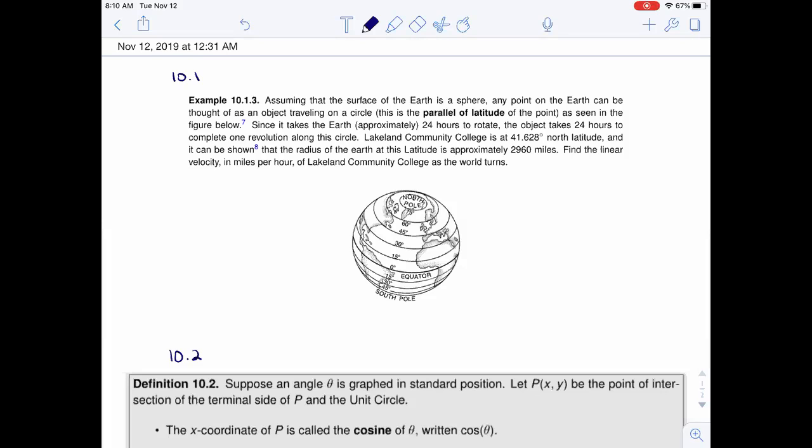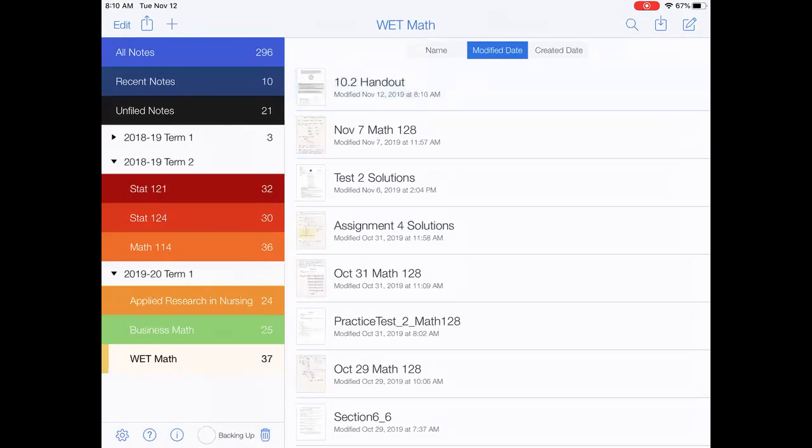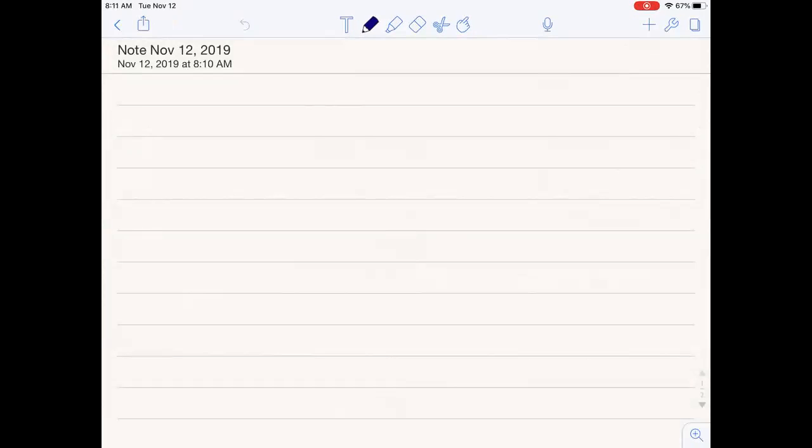So on the other handout that I gave you, it's got the example from 10.1 that we were working on. And then it's also got some theorems and stuff that we'll be working through today, but still just kind of plugging away at concepts. Okay. Example, let's just call it what they call it, 10.1.3 from handout.